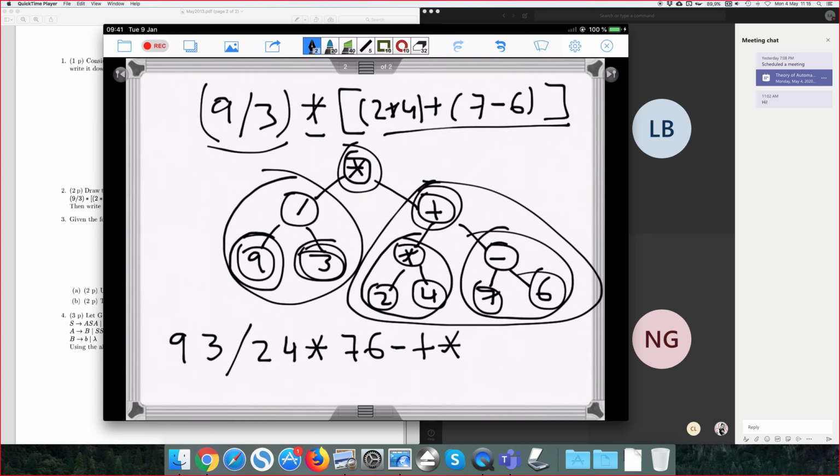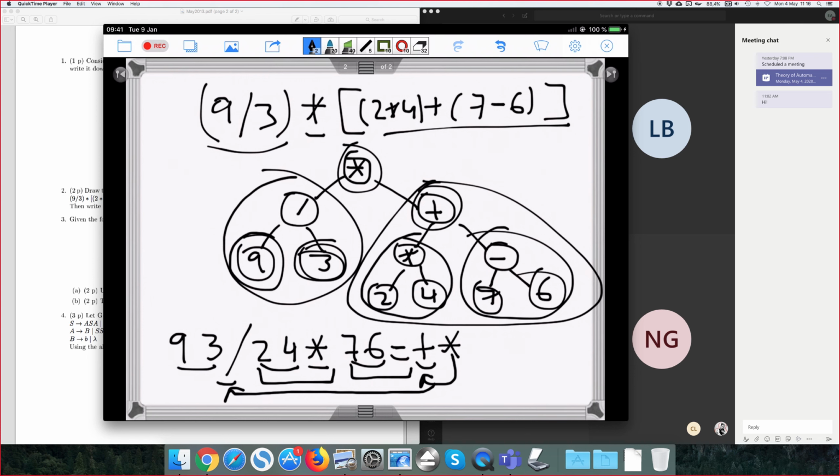So this would be the same expression but in postfix notation, because this division is affecting this 9 and 3, this multiplication is affecting this 2 and 4, this subtraction is affecting this 7 and 6, this plus is affecting this expression and this expression, and then the multiplication is affecting this addition and this division.